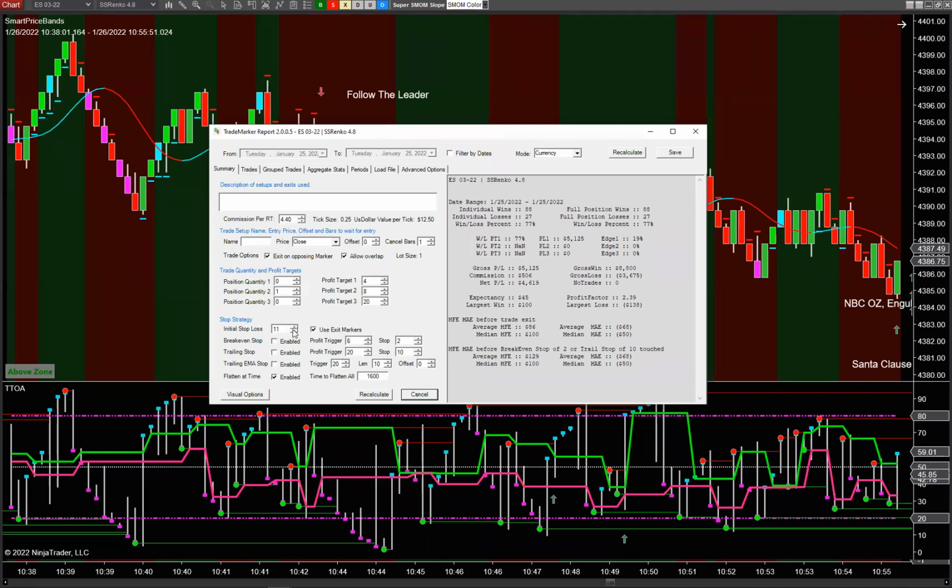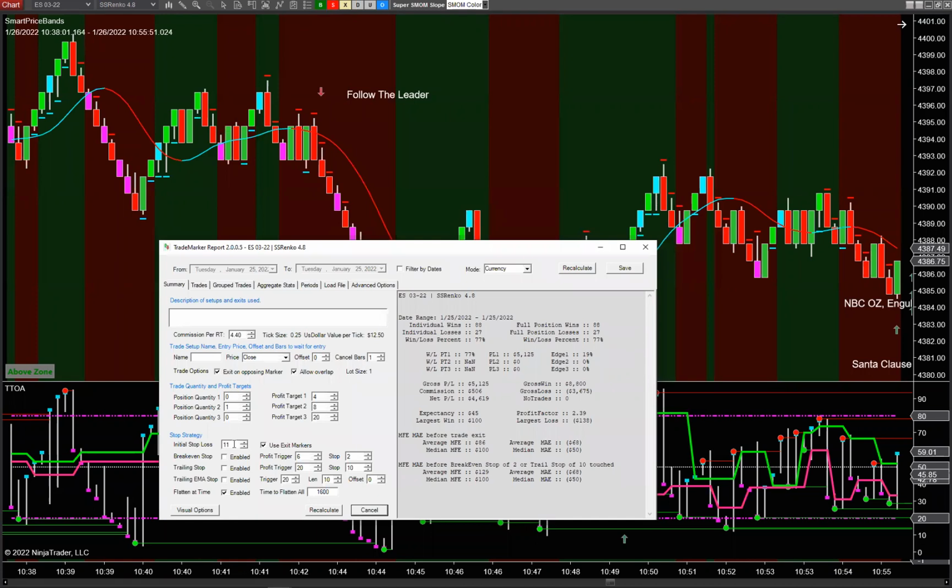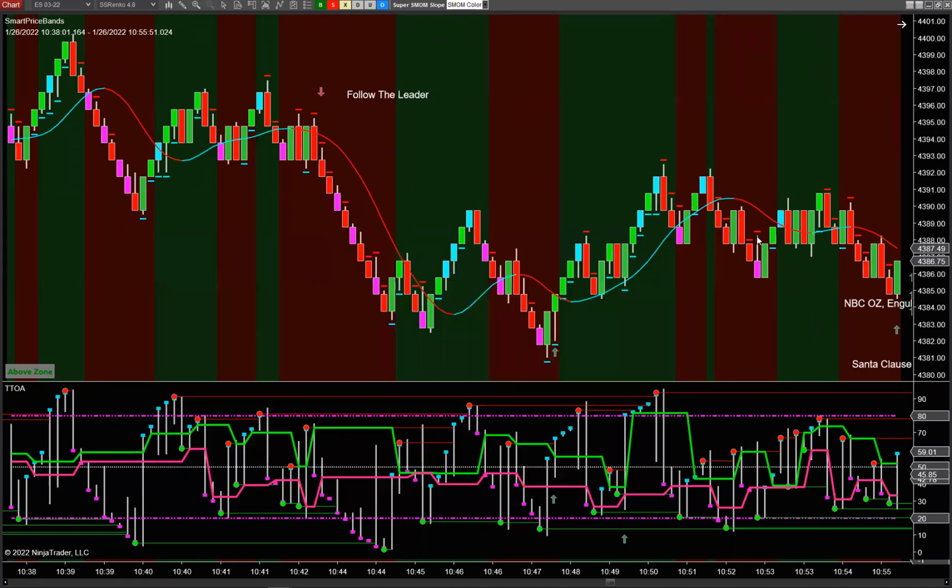Now we have other signals that don't work this well with 11. Now I would ask my members, why does this work so well at 11 instead of 15? Well, it's highly likely. It is structure, momentum, order flow, continuation. It's the mother lode.